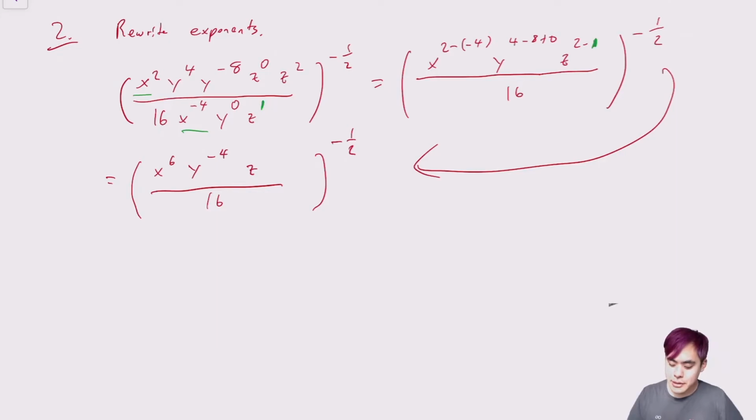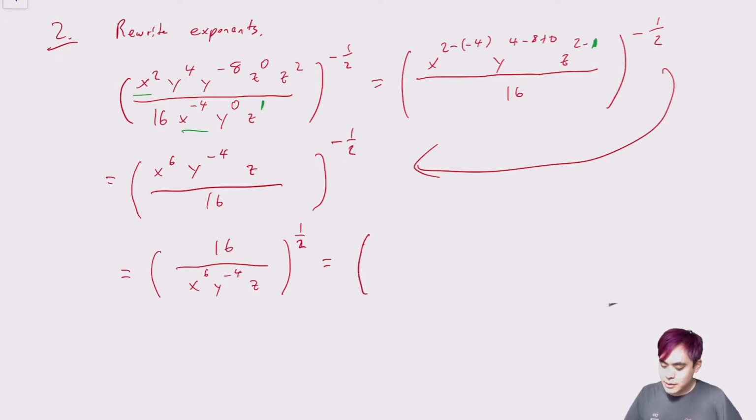Okay, so now that we've done this, we also have a negative sign in the exponent there, so that just means we flip things, right? So this is now 16 x to the 6, y to the minus 4, z to the 1/2, right? But with minus signs, you might want to flip them, so that's equal to 16y to the 4th over x to the 6, z to the 1/2.